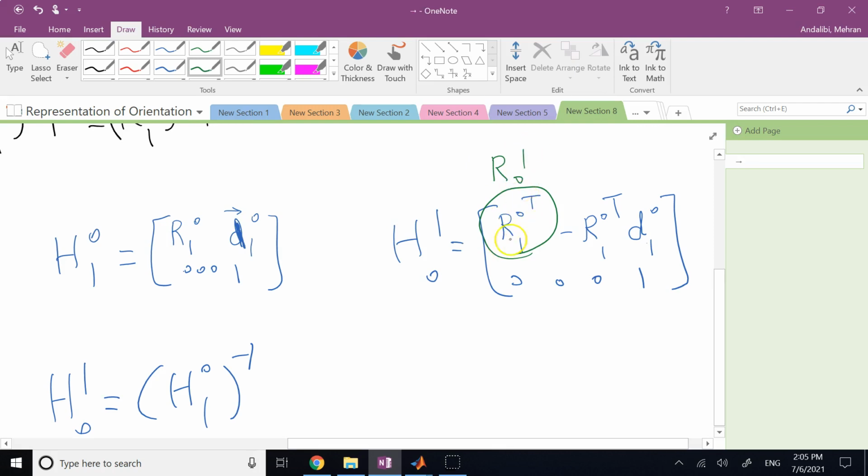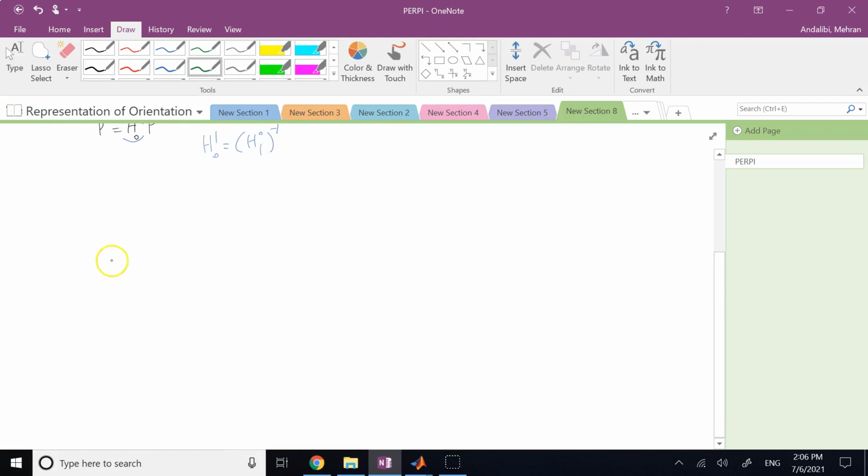In other words, this is your R01, and you know R01 and R10 are transposes of each other. This here is your D01. So D01 and D10 are not just transposes. First of all, they cannot be transposes because the dimension of both of them has to be 3 by 1. As you can see, you have to add this negative R transpose to make it happen. And it's not so hard to prove where this inverse formula comes from.